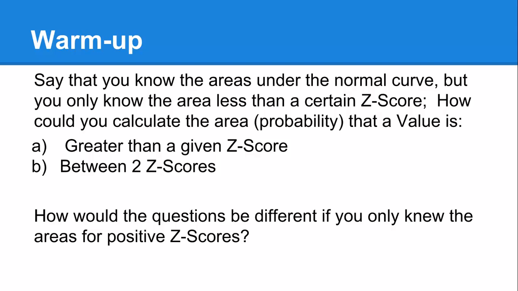And then how would the questions be different if you only knew the areas for positive? If we know the area that it's less than 2, for example, well, we know the area that we're less than negative 2 as well. Because the area that we're less than 2 is the area that we're greater than negative 2. We have the symmetry that's happening here. And so we can use the indirect method, subtracting from 1, to figure it out.